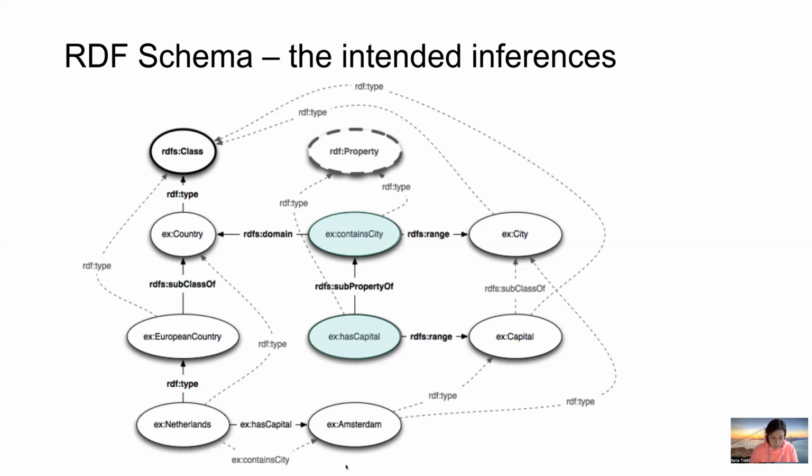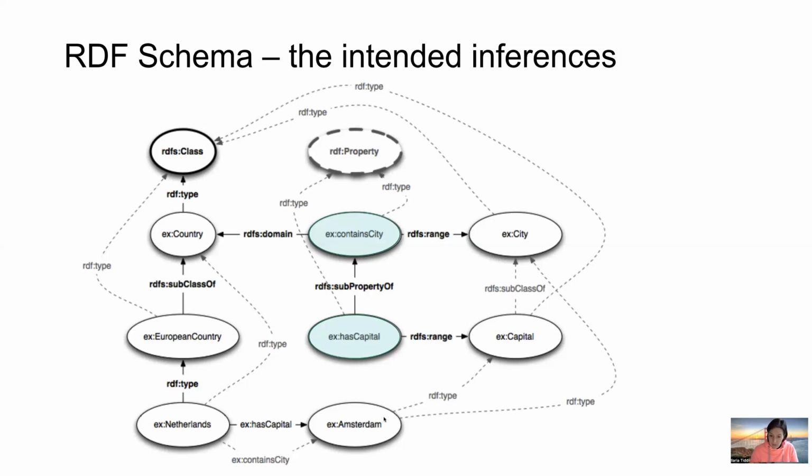Now let's look at another example. Netherlands has capital Amsterdam. We have this relationship, and we can also infer that if the Netherlands has capital Amsterdam, the Netherlands also contains a specific city, which is Amsterdam. This happens because we know that has capital is a subproperty of contained cities. So since we have declared this subproperty and this relationship holds between the two, therefore this relationship will also hold.